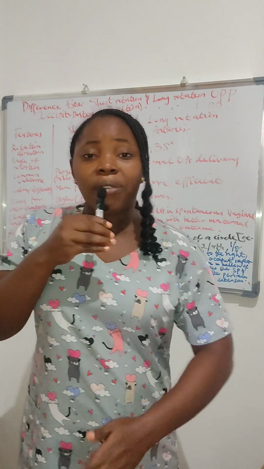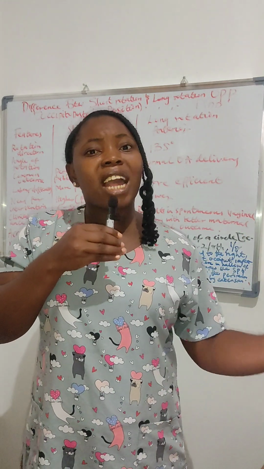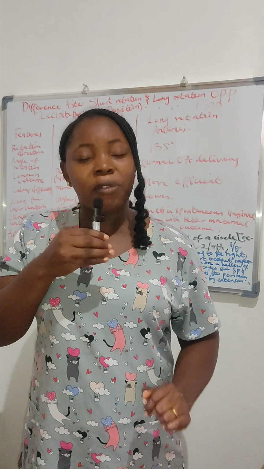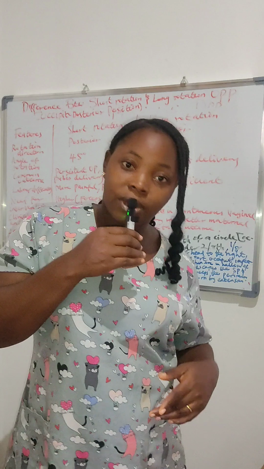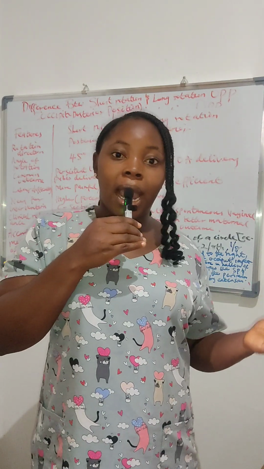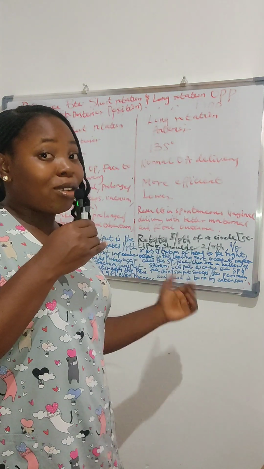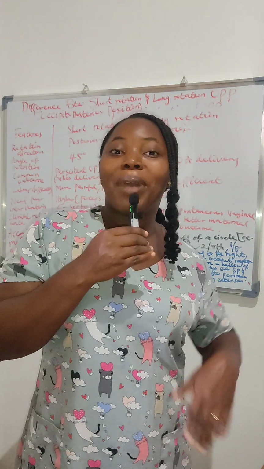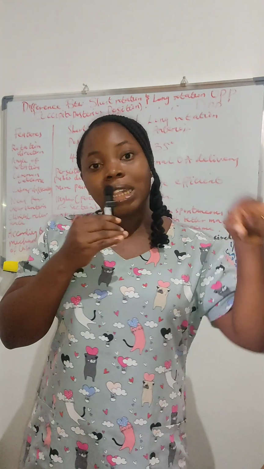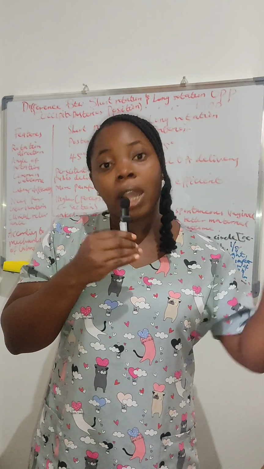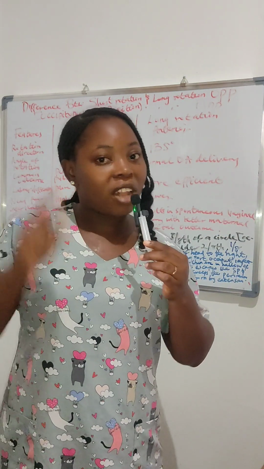So after the restitution now, there will be external rotation of the head and internal rotation of the shoulder. The anterior shoulder will escape the symphysis pubis, while the posterior shoulder will sweep the perineum, and the body is borne by lateral flexion towards the maternal abdomen. Also in the short rotation, the body is borne by lateral flexion towards the maternal abdomen. But we are talking about the difference. In the long rotation, the head is borne by extension, but in the short rotation, the head is borne by flexion.